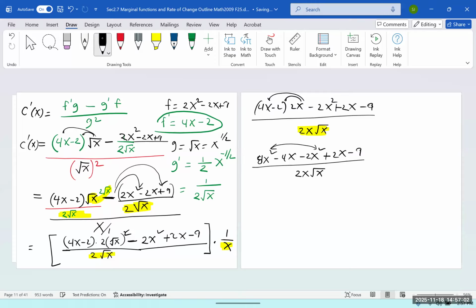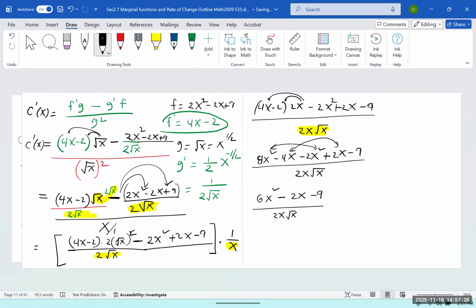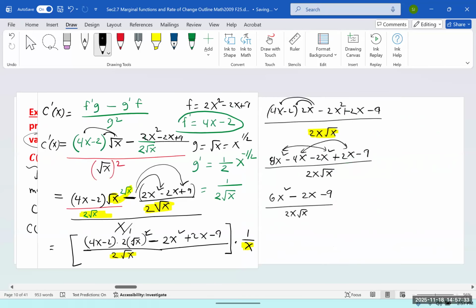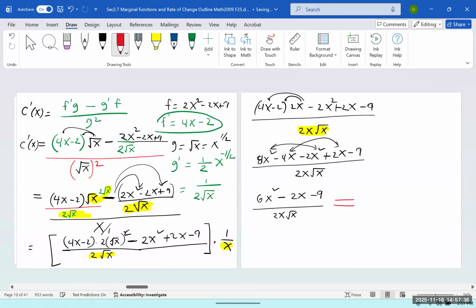We get the x squared terms and the x terms. So 6x squared minus 2x minus 9 divided by 2x square root of x. That's the final derivative. But the question is asking, what's the value of x when the marginal cost is 0? That means we need to set this equal to 0 and then solve for x.